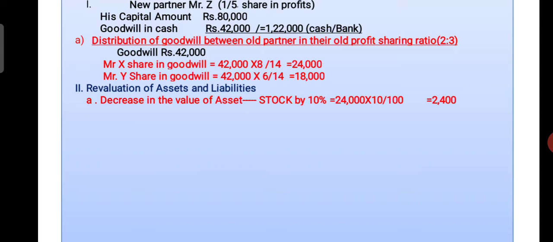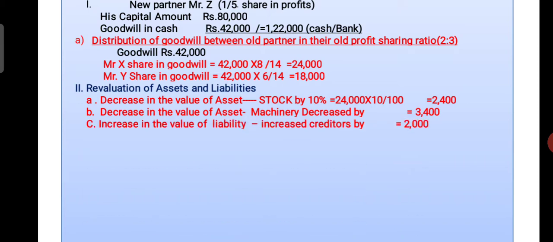So decrease in the value of asset, stock by 10%. So stock value is 24,000. On 24,000 at the rate of 10%, if you calculate, you will get 2,400. This is the decreased amount. This decreased amount will be shown on the revaluation account debit side. Next point, decrease in the value of asset. Machinery value decreased by 3,400 rupees. So this 3,400 is a decrease in the value of asset. So we show it on the revaluation account debit side.